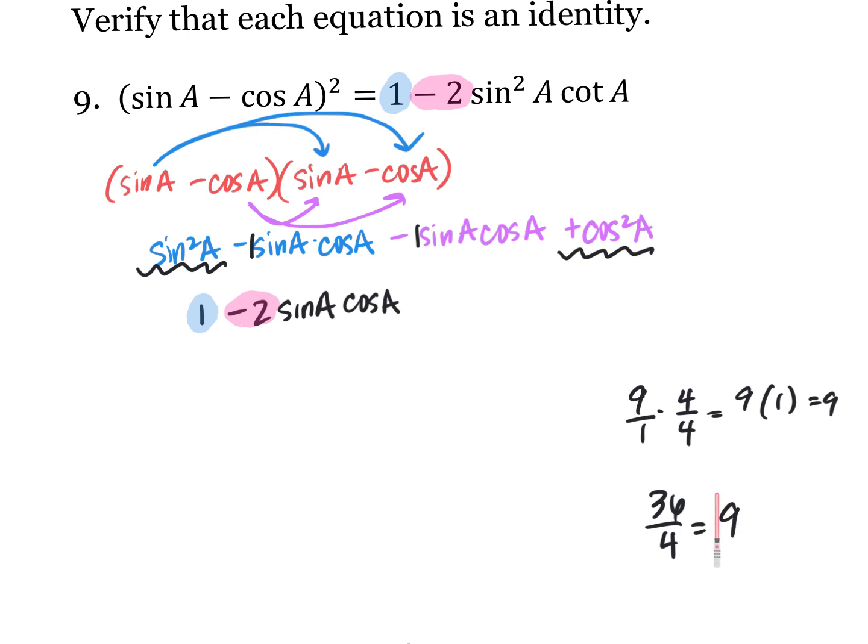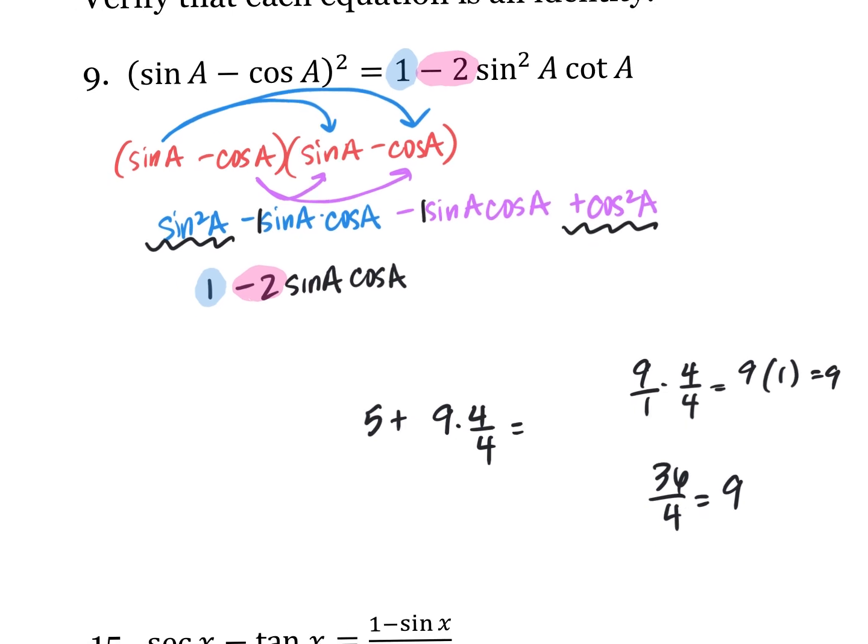Okay, so what if I did 5 plus 9 times 4/4? What if I did that? Yeah, she's saying, well, 9 times 4/4 is still just 9 times 1. 5 plus 9 is 14. Is that the same as 5 plus 36/4, which is 5 plus 9, which is still 14? Why do I do this?